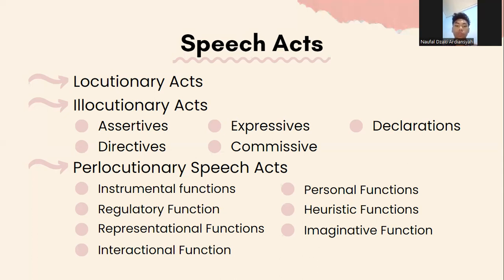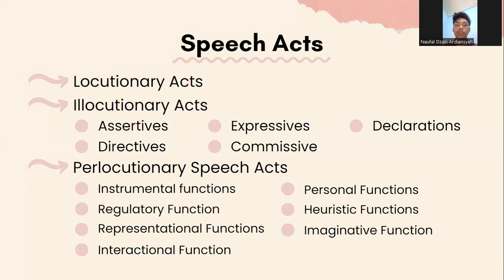Assertive is speech act that bind the speaker to the truth of what he says. For example, stating, suggesting, boasting, complaining, and claiming. Directive is speech act that are carried out by the speaker with the intention that the interlocutor performs the action mentioned in the speech. For example, ordering, begging, demanding, and advising.